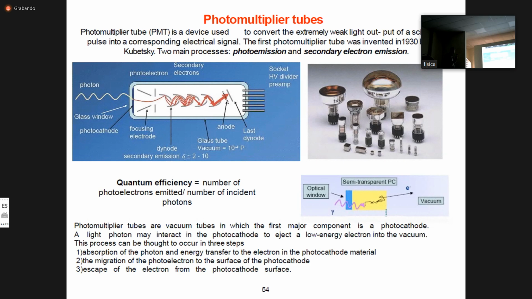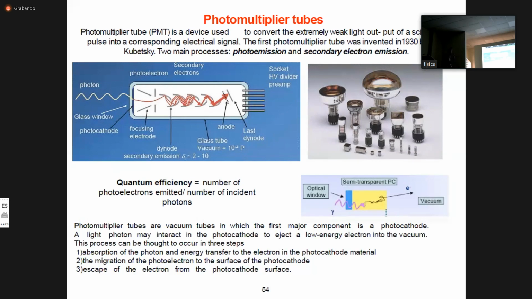And this device is pretty simple, and there are two mechanisms which allow you to detect light. The main goal of this device is to convert your photon into an electric signal. That's the first purpose of this photomultiplier tube, and the second one is to amplify your signal.